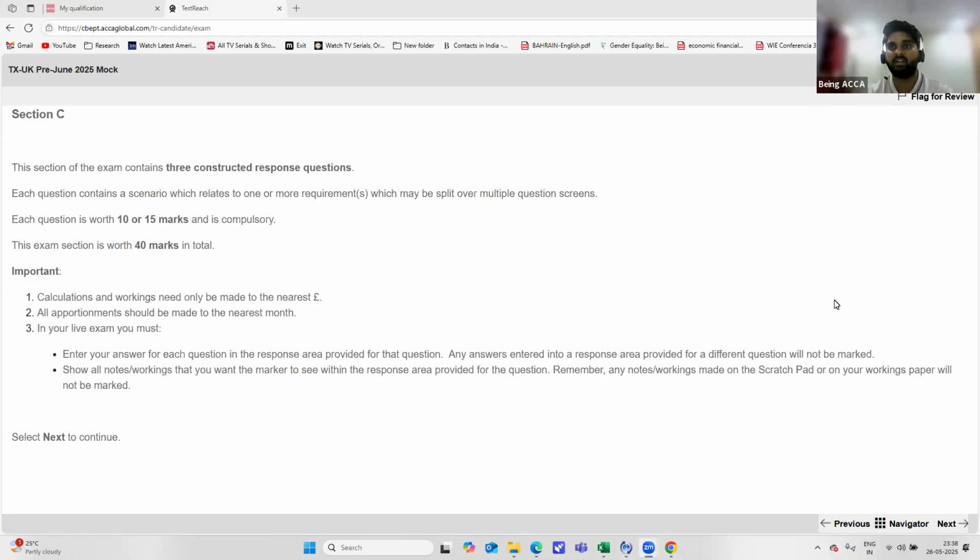It might come from inheritance tax, it might come from VAT. It might not come from VAT, but it can come from inheritance tax, or from CGT for individuals, and sometimes it might ask for comparisons between income tax for an individual and corporation tax. These are also the most likely questions that you can expect in the 10 marker. So without any delay, let's start off with our first question.